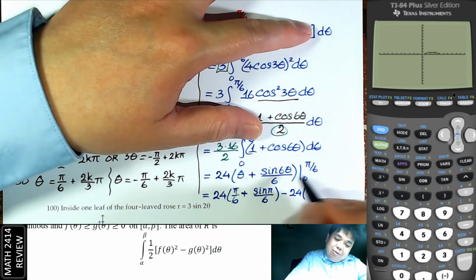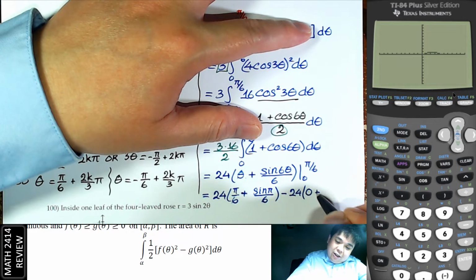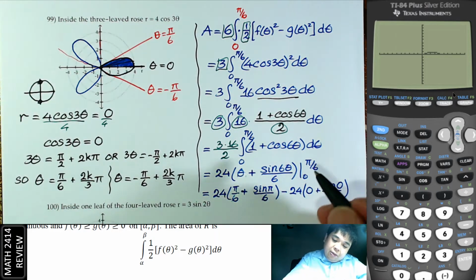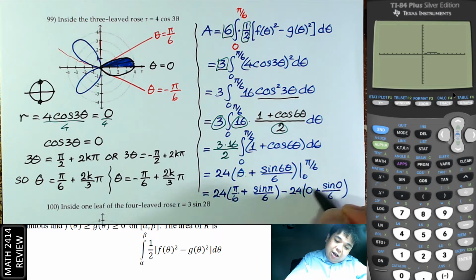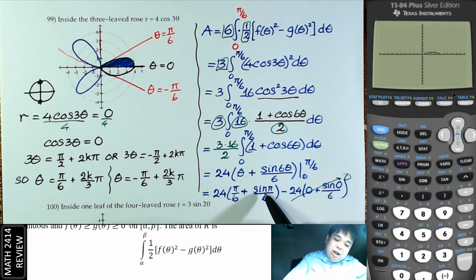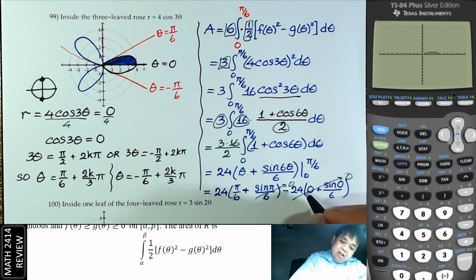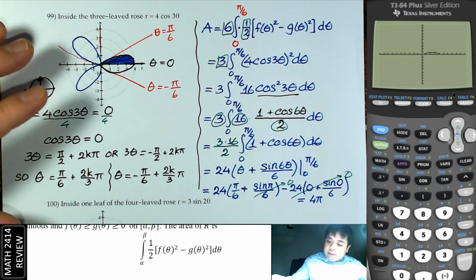Now, substitute 0 in for theta. 0 times 6 still 0. And so that is 0, that is 0. So the whole thing here is 0. Sine of pi also 0. So we have 24 times pi over 6. That gives us 4 pi.